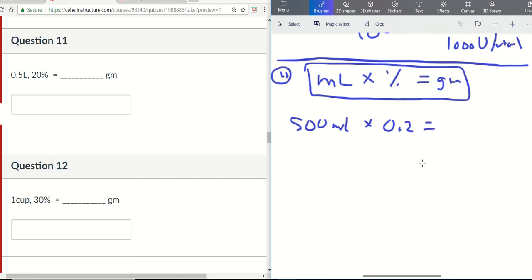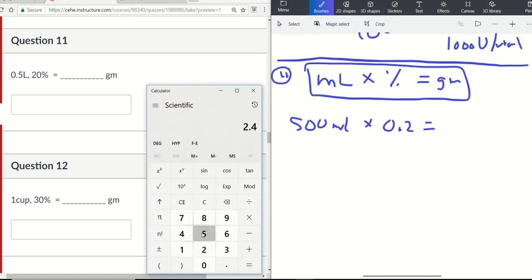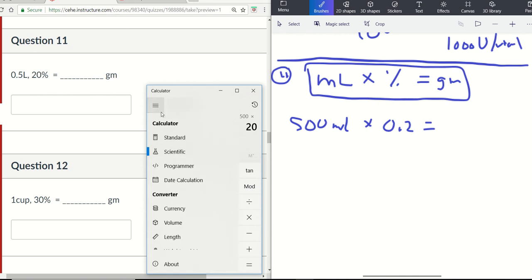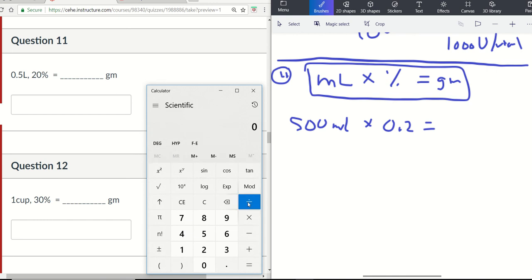500 times 0.2. If you have the percent symbol on your calculator, I'll show you how to punch it in. Just do 500 times 20, and then push the percent symbol. Is there a percent symbol here? I don't have one. Let's go scientific. Standard? Oh, it's on your phone, yeah. If you have a percent symbol, then just multiply.